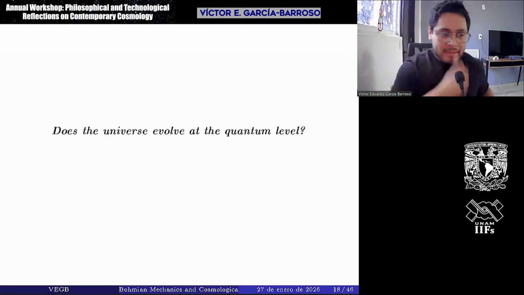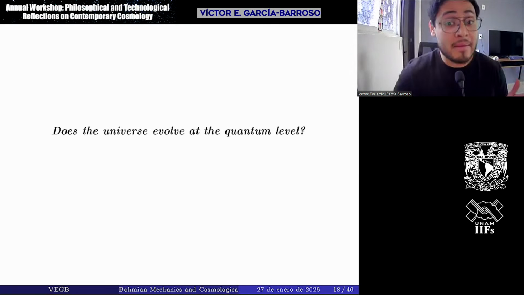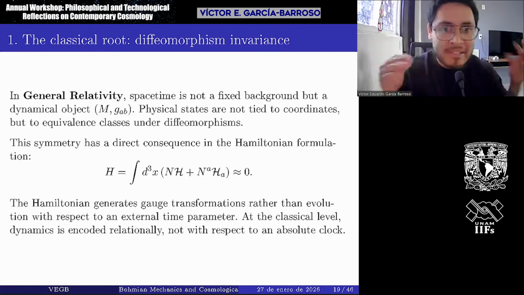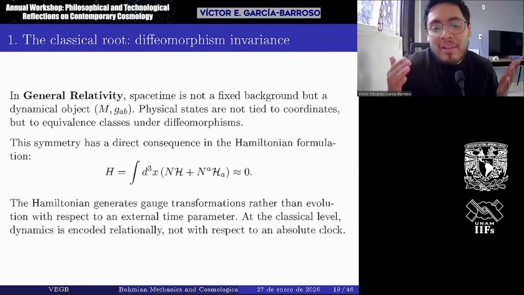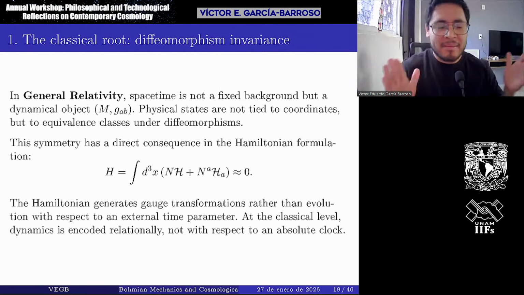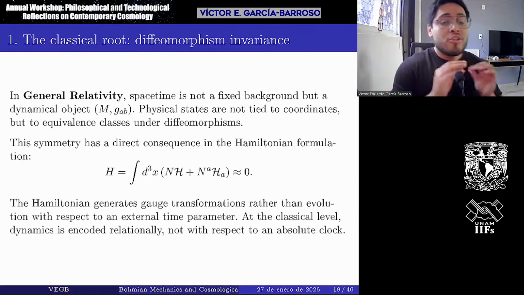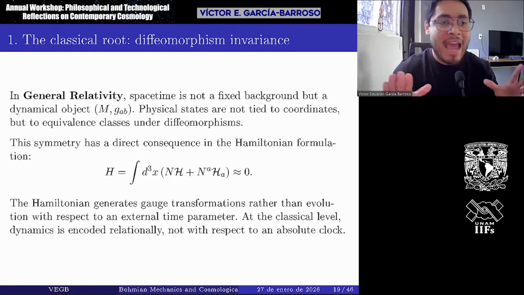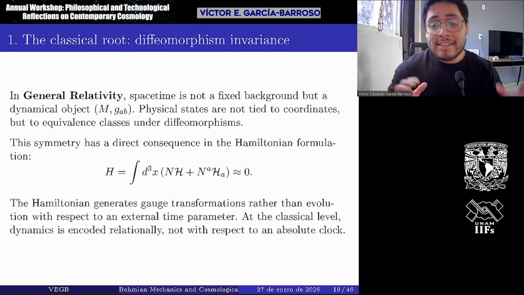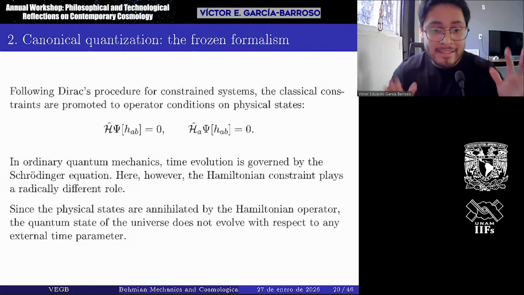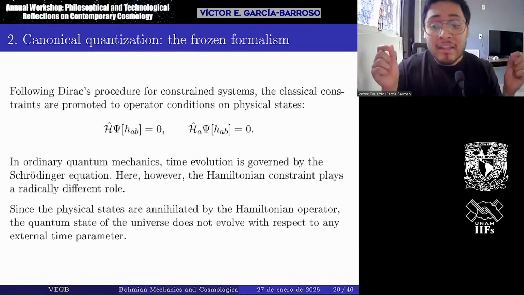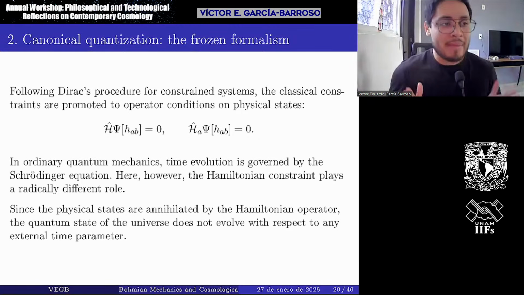Now, let's look at the second problem, the problem of time in quantum gravity. In classical GR, general relativity, time is flexible. Because of diffeomorphism invariance, physics doesn't depend on the coordinates. And when you move to the Hamiltonian formulation of GR, this symmetry implies that the Hamiltonian is a constraint. It's weakly zero. And classically, this means that time is relational, and not an absolute clock.